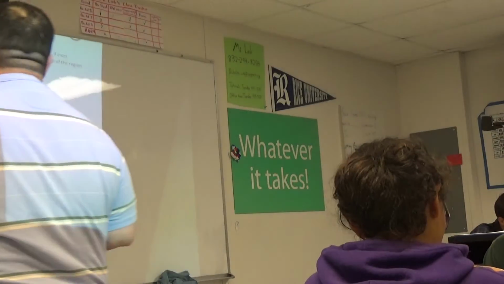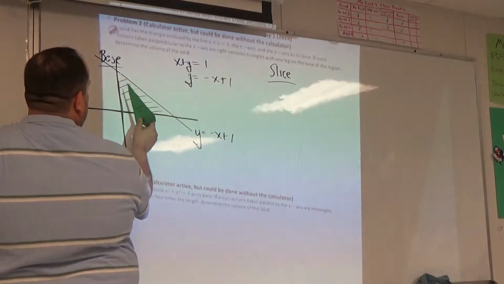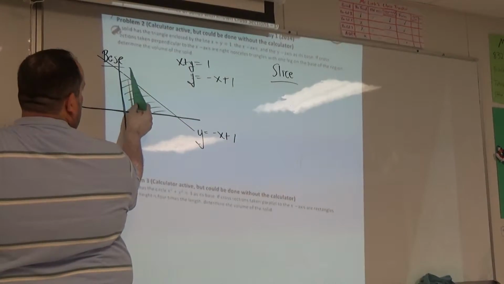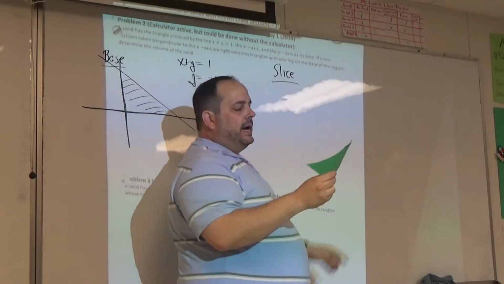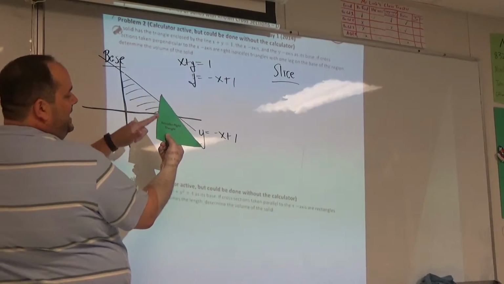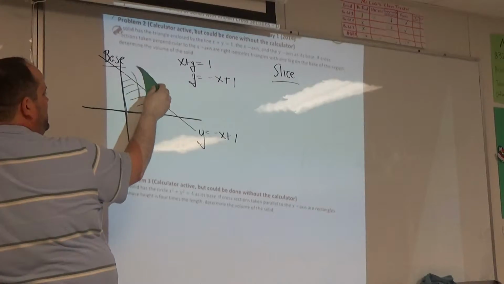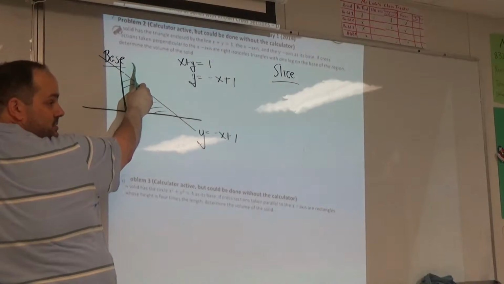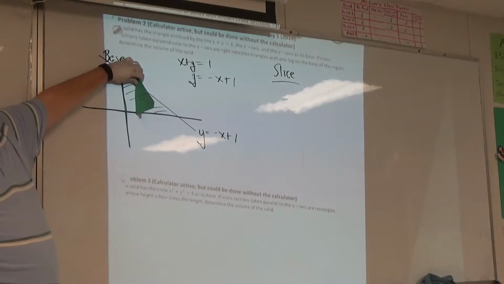So let's be really specific. Cross sections taken perpendicular to the x-axis are right isosceles triangles with one leg on the base. Right, so I'm slicing, I've got to take a leg and put it on the base, which is very different than if I said put the hypotenuse on the base. Is everybody okay that that's the slice?